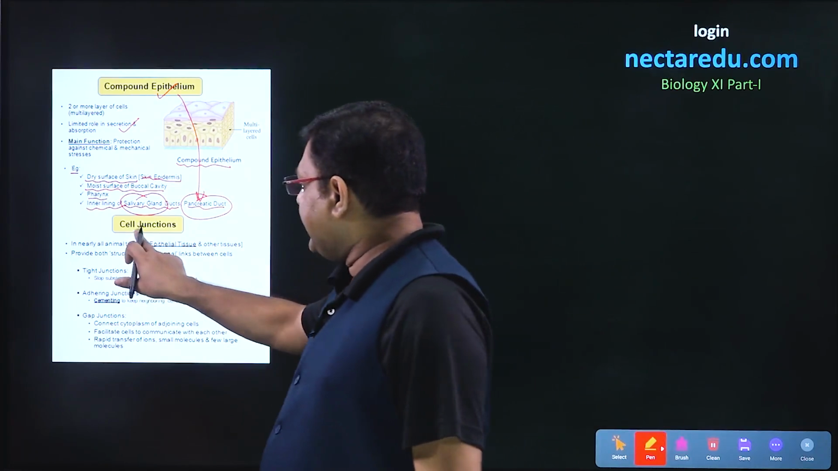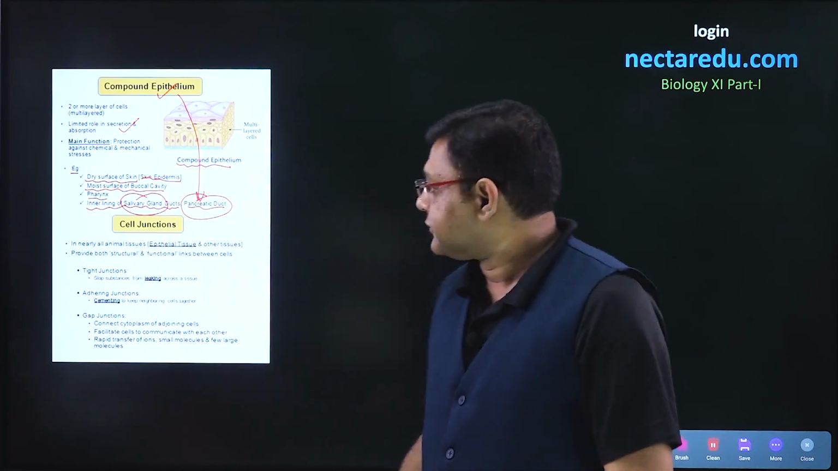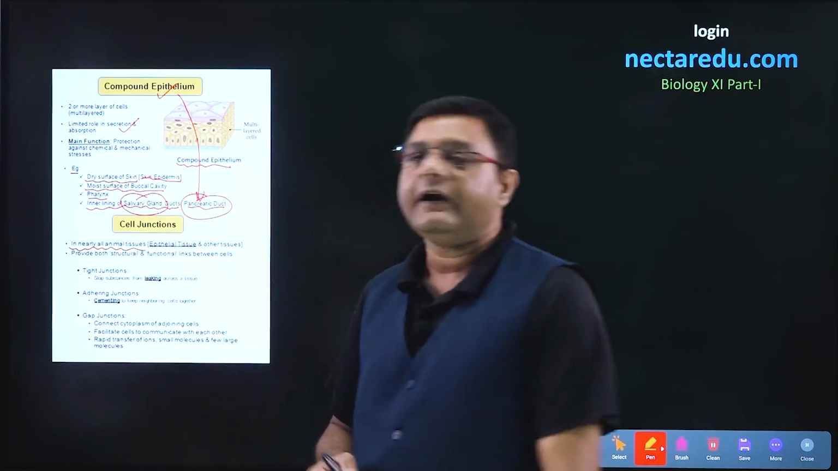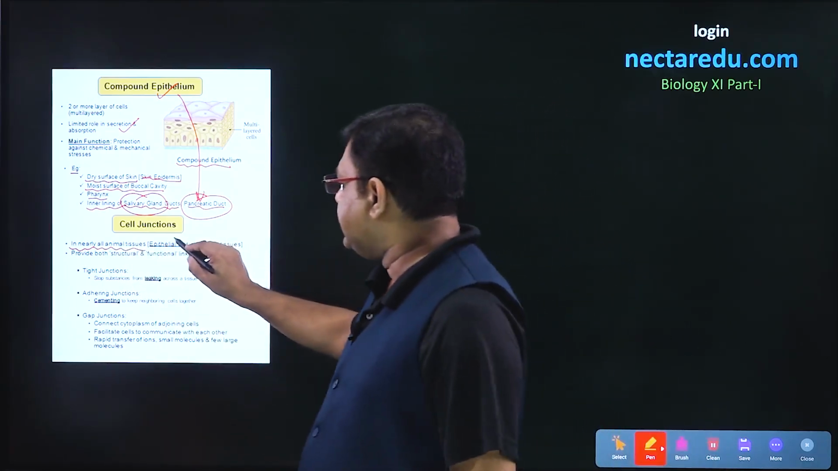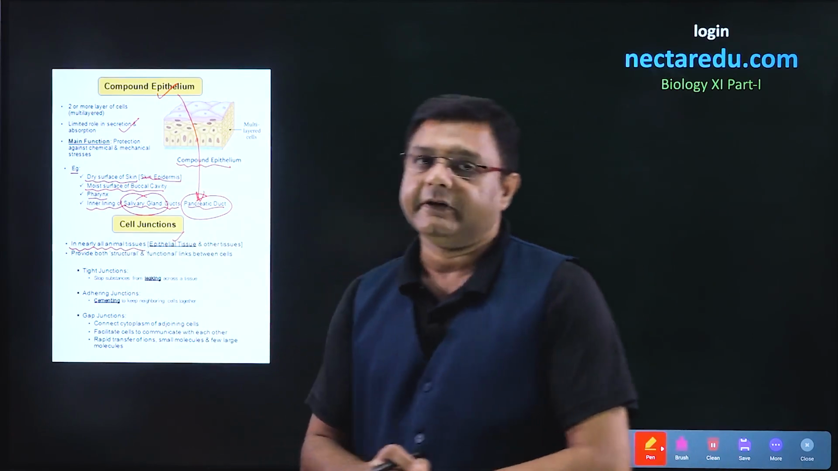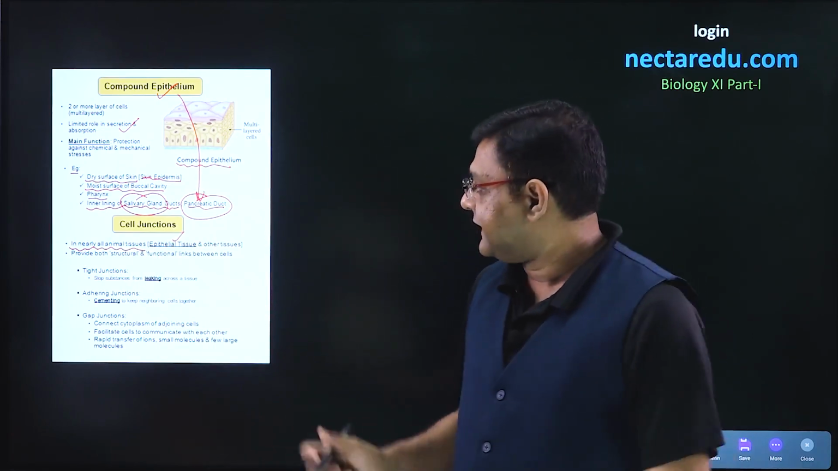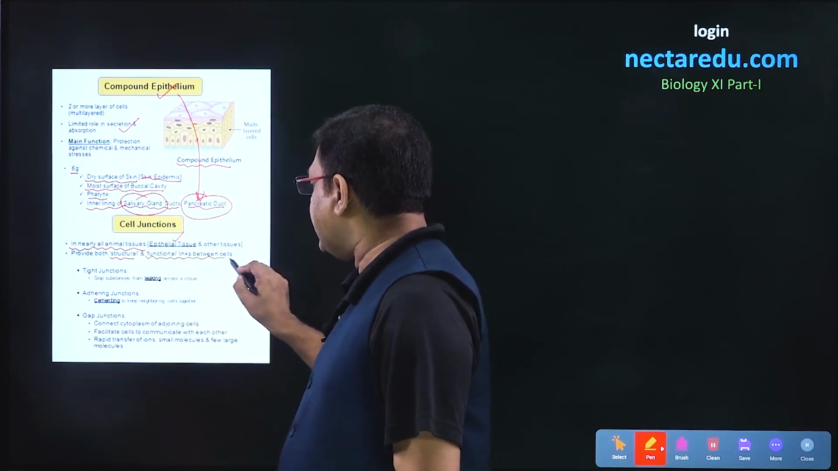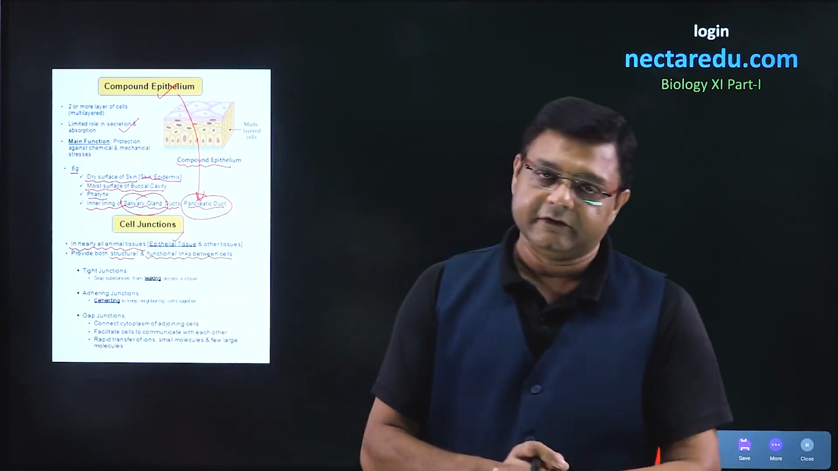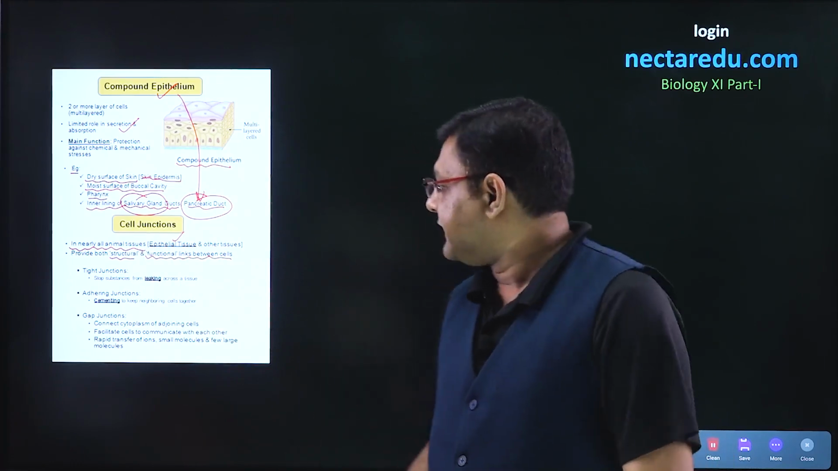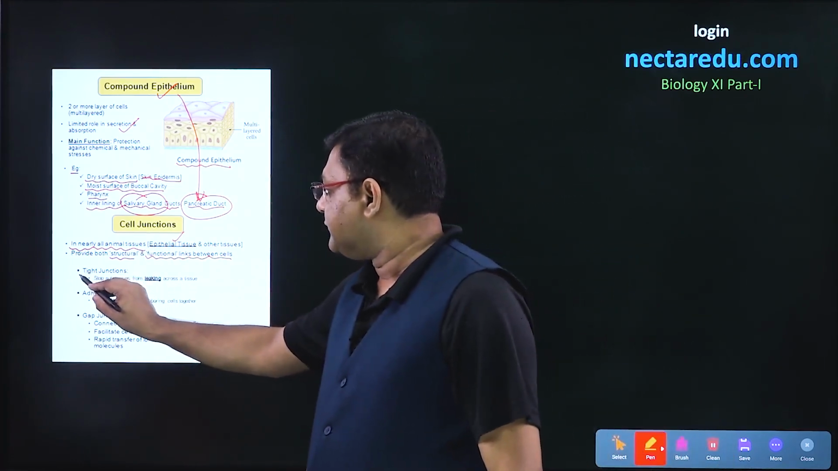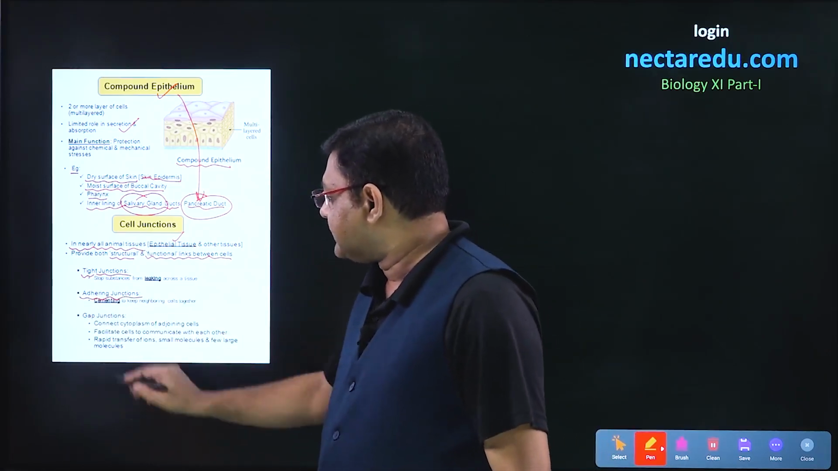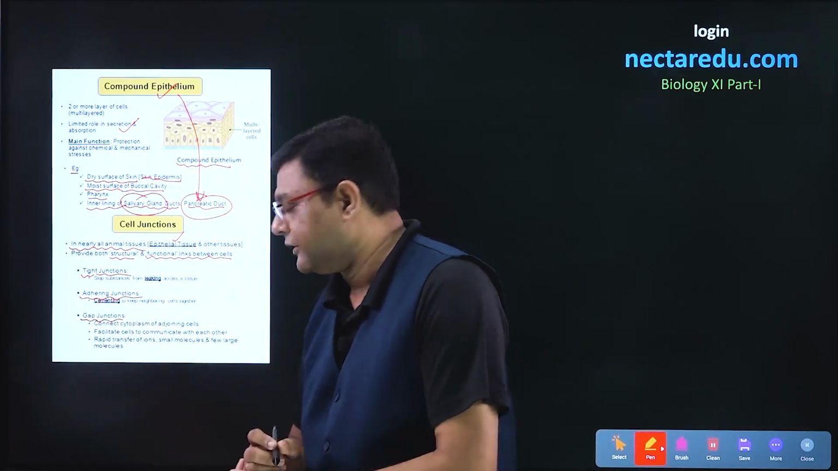After this, coming to the cell junctions. Cell junctions are structures which are present in nearly all animal tissues, and obviously these are very prominent in epithelial tissues. The function of cell junctions is that they provide structural and functional links between the cells. There are three types of cell junctions. The first is tight junctions, the second is adhering junctions, and the third is gap junctions.